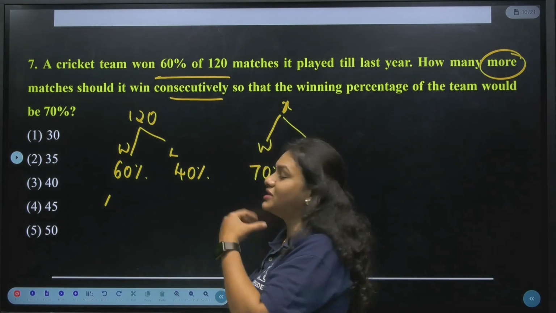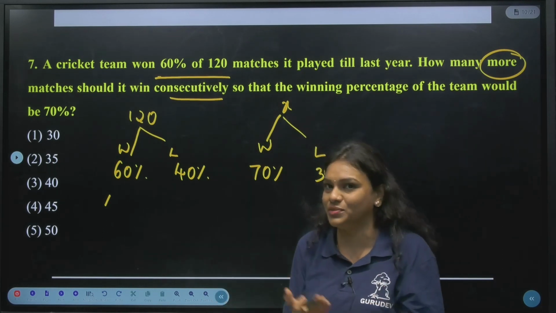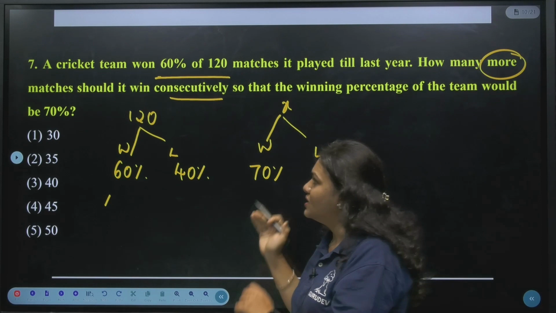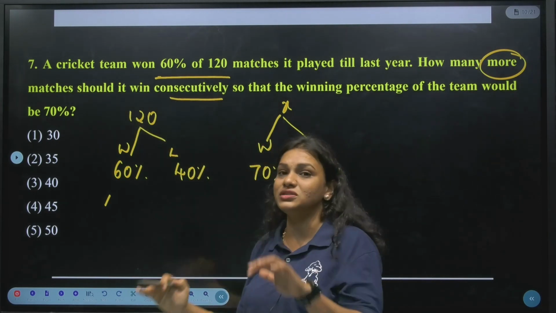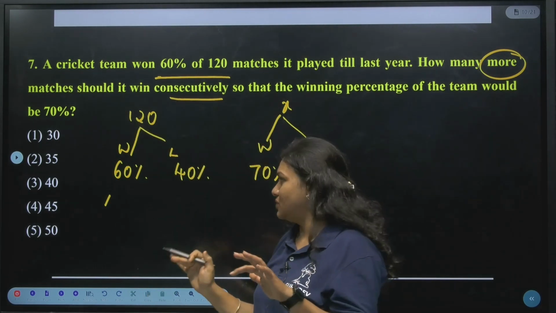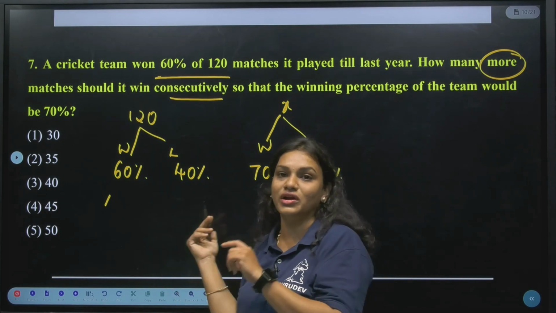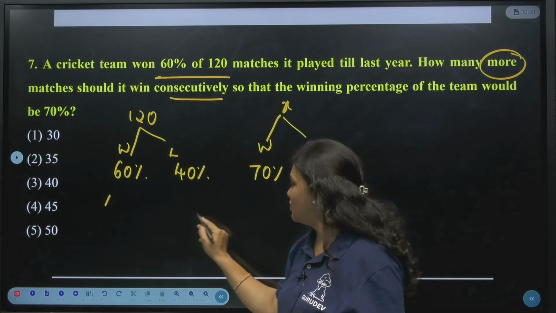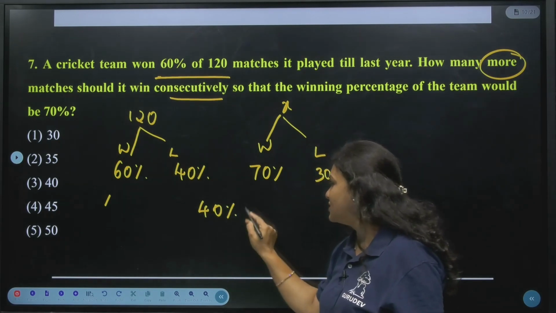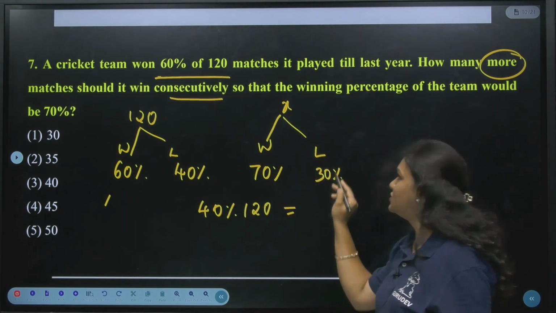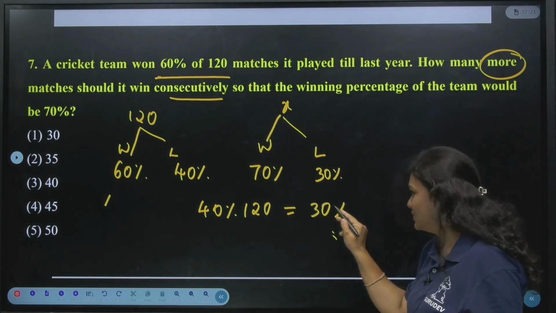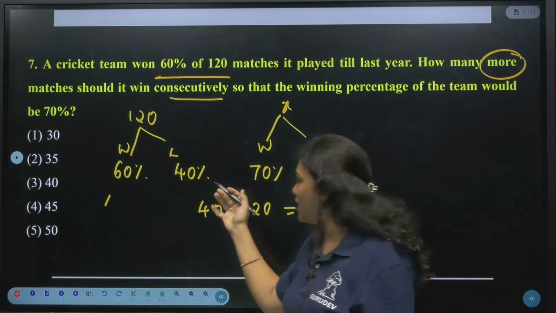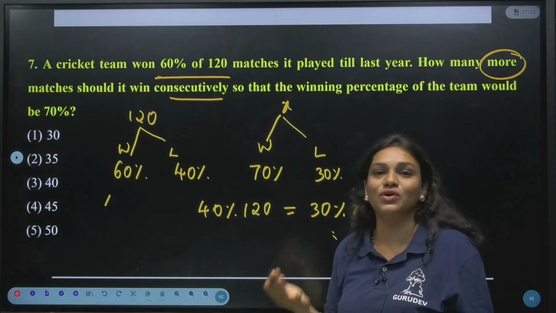Using the same concept, water evaporates, pulp quantity will be the same. We can use the same logic here. Since the matches are the same, the loss can be taken as constant, whatever loss they have had. Which means 40% of 120 is equal to 30% of x. Is it clear? 40% of 120 is equal to 30% of x. So whatever the loss is, it is constant.